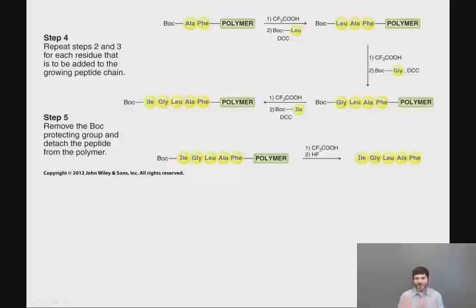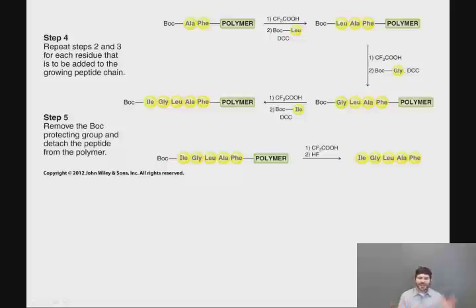So we would start with phenylalanine, then alanine bound to the polymer. You cleave off the protecting group. You add the next amino acid, which would be Boc protected leucine along with DCC. Now you've got the Boc protected tripeptide, cleave off the Boc group, add the fourth amino acid, glycine, along with DCC. You have the Boc protected tetrapeptide, cleave off the Boc group, and add the Boc protected fifth amino acid, isoleucine, again along with DCC. And now that gives you your pentapeptide, still with Boc protection and still bound to the polymer.